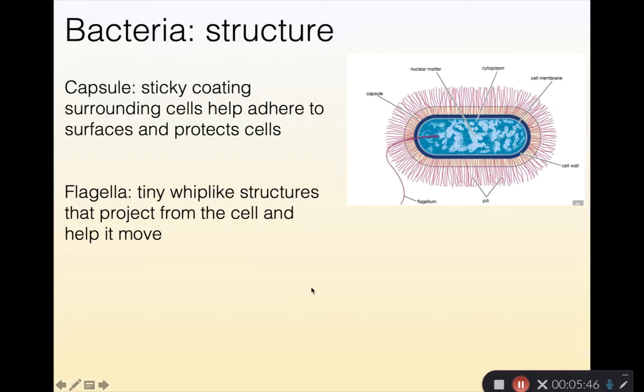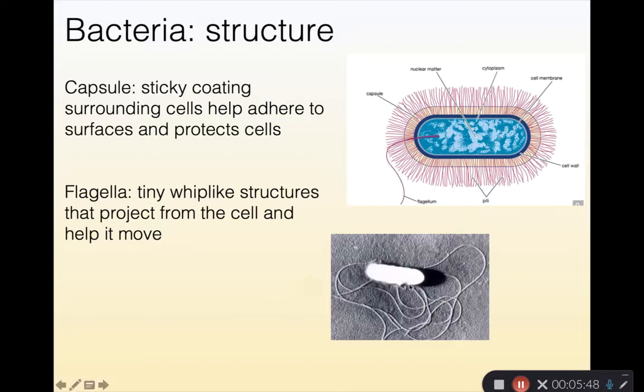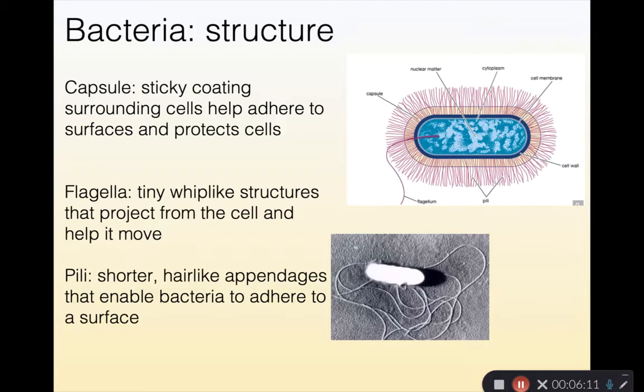Another structure that's really unique to bacteria is a flagella. Now, again, not all bacteria will have this, but it's essentially a tiny whip-like structure that helps propel the cell and, again, to help it move. And again, thinking of what these structures actually help these organisms to do, this actually is going to help bacteria become motile and find the best environment for it to survive.